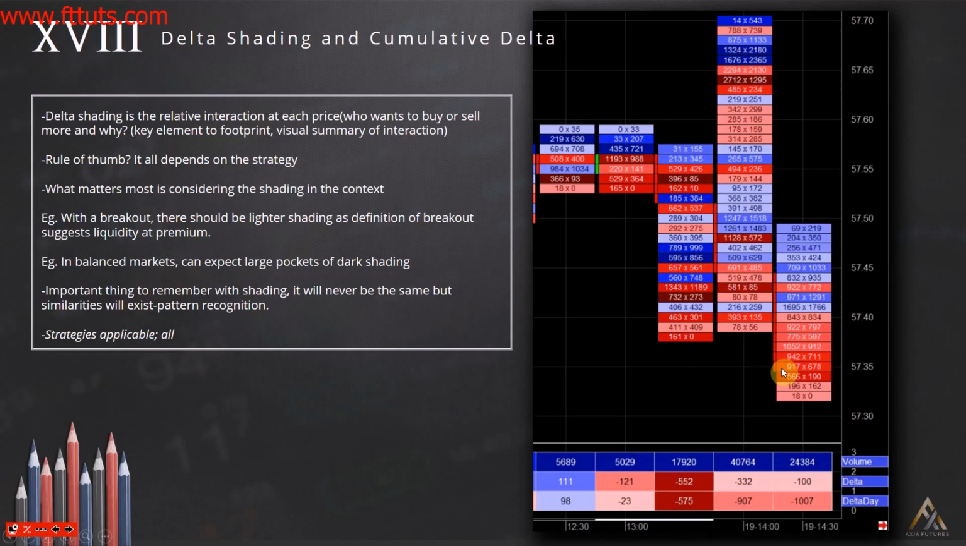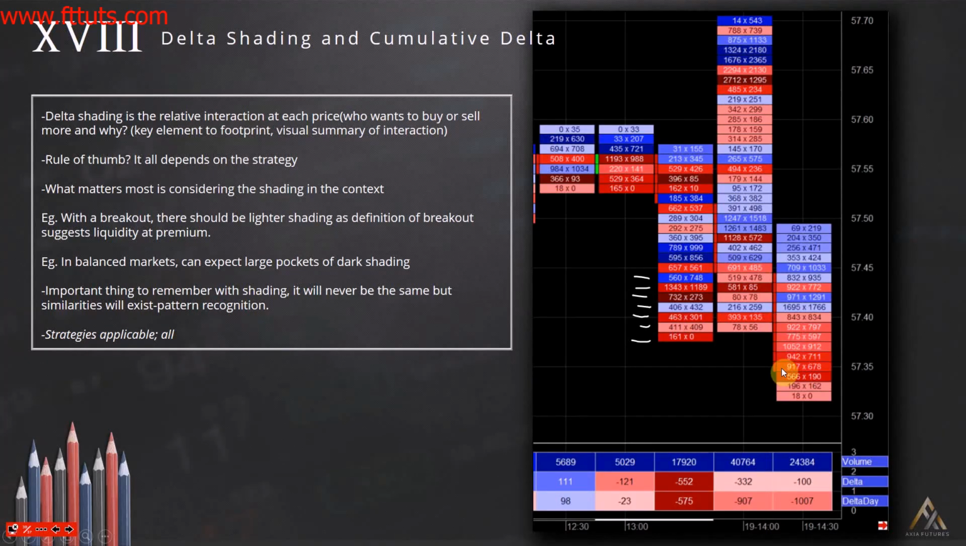Now obviously what we're going to talk about now is delta shading, quite an important principle. Obviously the footprint is based on the shading of each segment, so I want to give you a general understanding of that shading. What I am going to say from this point forth, don't get too bogged down in every single little price. Don't look at every single price and say to yourself, what does this shading mean? What does that shading mean? It's about understanding the shading in general in each rotation.